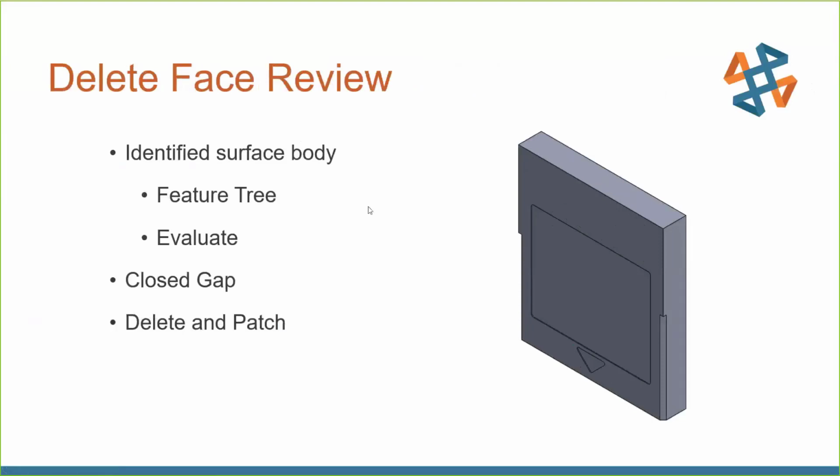So we were able to identify surface geometry from the feature tree in the surface bodies folder. We were able to use the evaluate tool to tell us where the gap was. We closed the gap and patched it up, knitting it to a solid. And then we used delete and patch to remove some of the features we maybe no longer wanted.